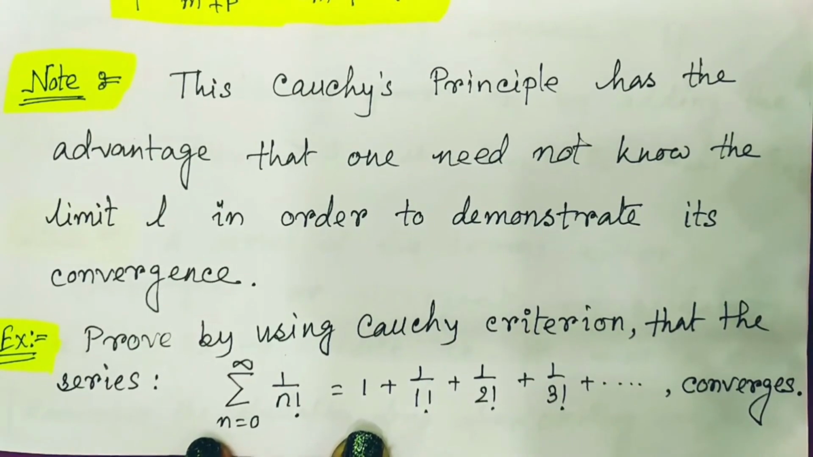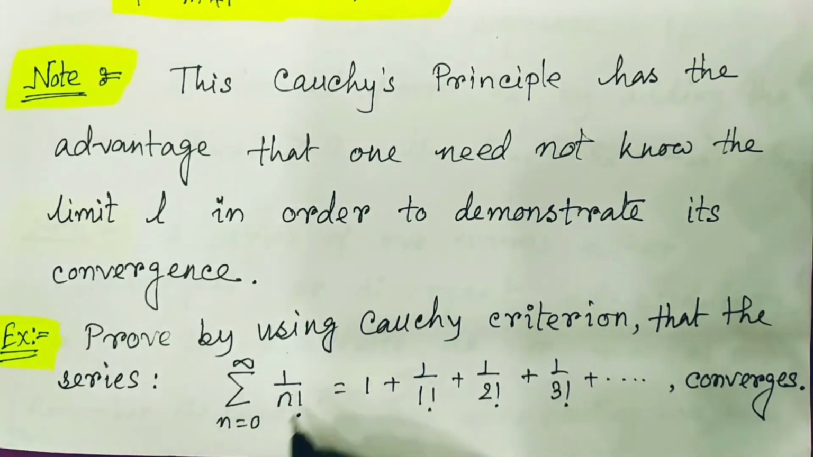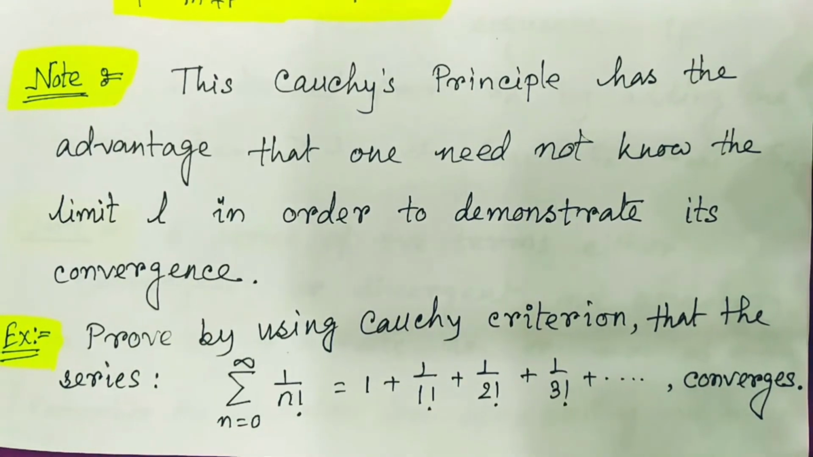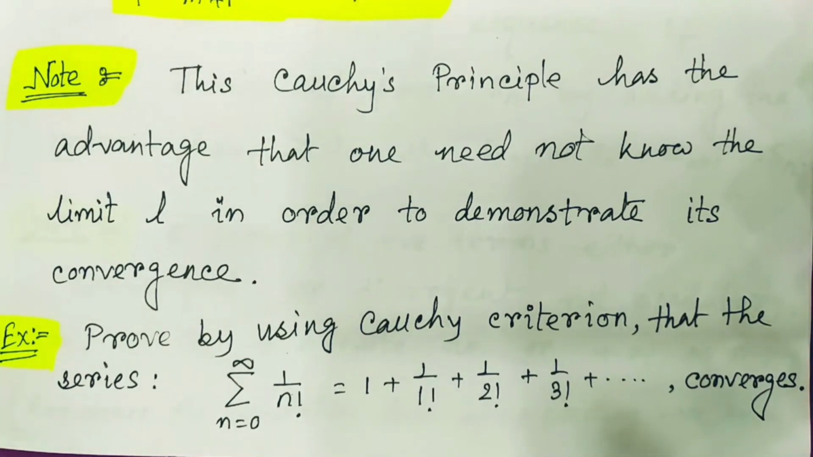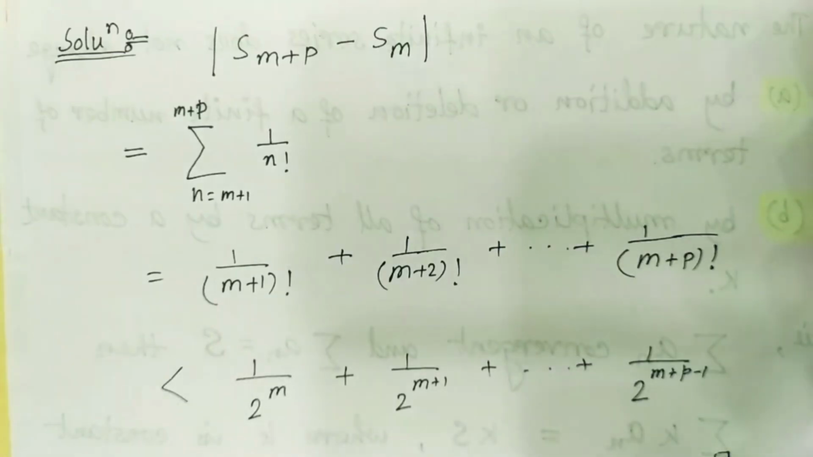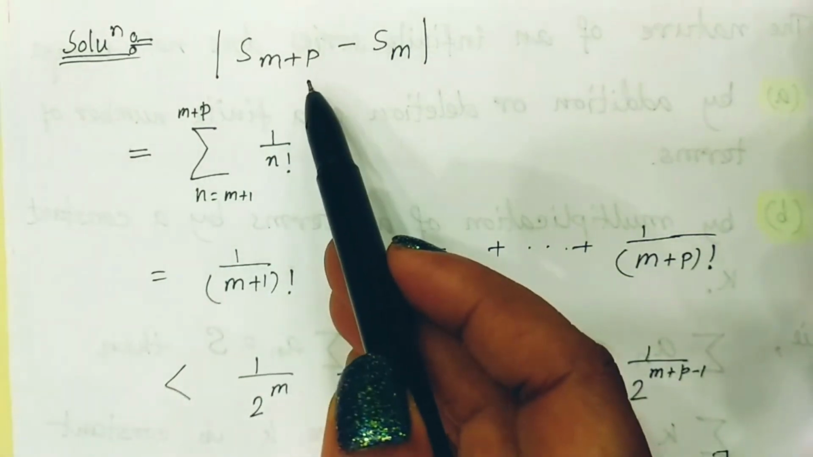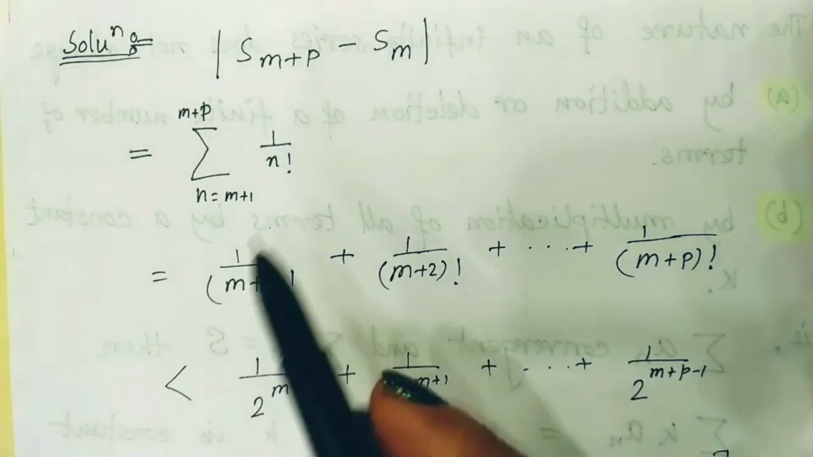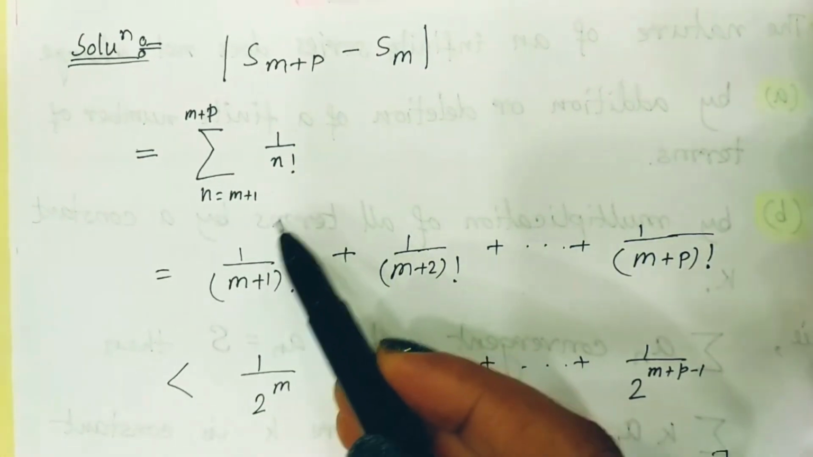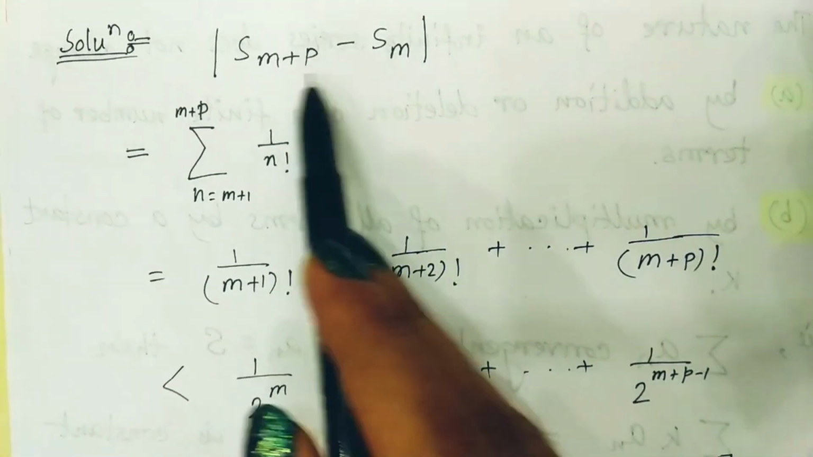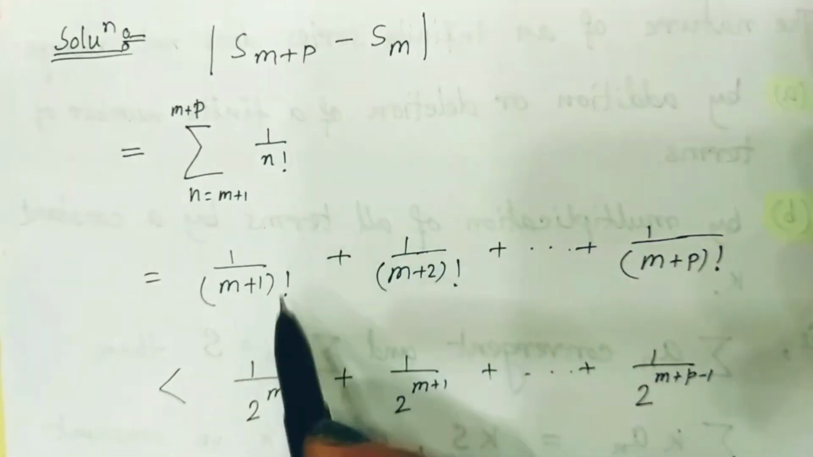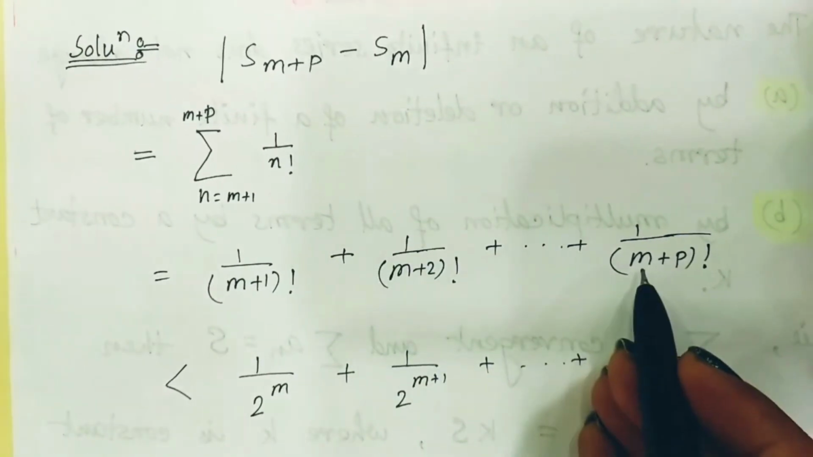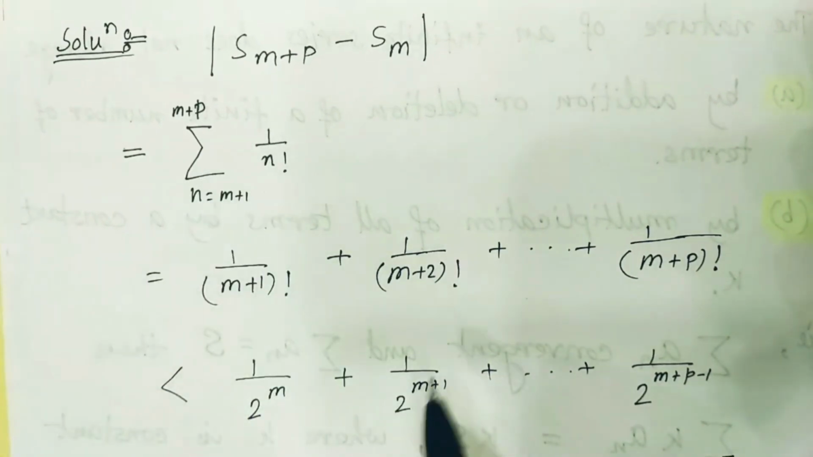Prove by using Cauchy's criterion that the series summation of 1 upon n factorial is convergent. How to prove that by using Cauchy's general principle of convergence? For that, first of all, we should find out the (m+p)th partial sum and the mth partial sum for the given series. The given series is 1 upon n factorial. If we take the corresponding terms and do the subtraction, then the terms from the (m+1)th onwards are left, up to the (m+p)th term.